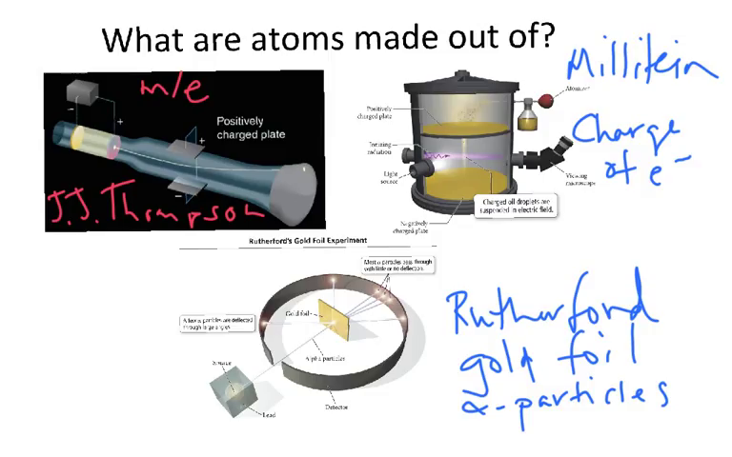And so he was able to determine that most of the volume of an atom is empty space, and that's where the electrons move around a nucleus, and that there had to be some sort of nucleus where there was a condensed region of positive charge.